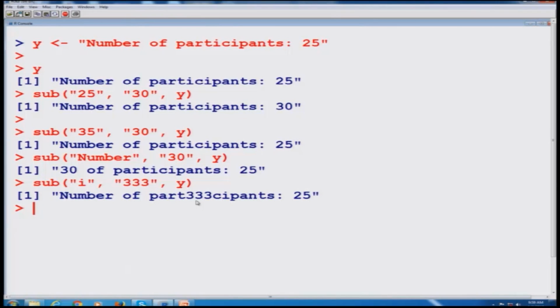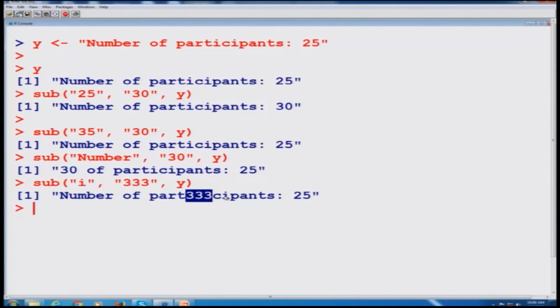You can see here wherever I have the first encountered I. You see here in this number there is no I. Then here in "off" there is no I. And then up to here there is no I. The first encountered I here is at this place, which is replaced by 333.